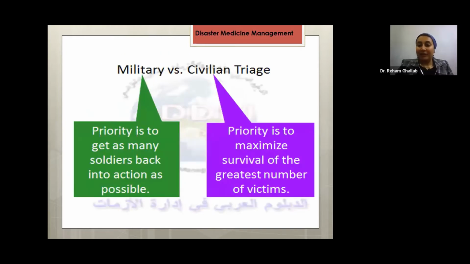In military and civilian triage, there is a controversy.